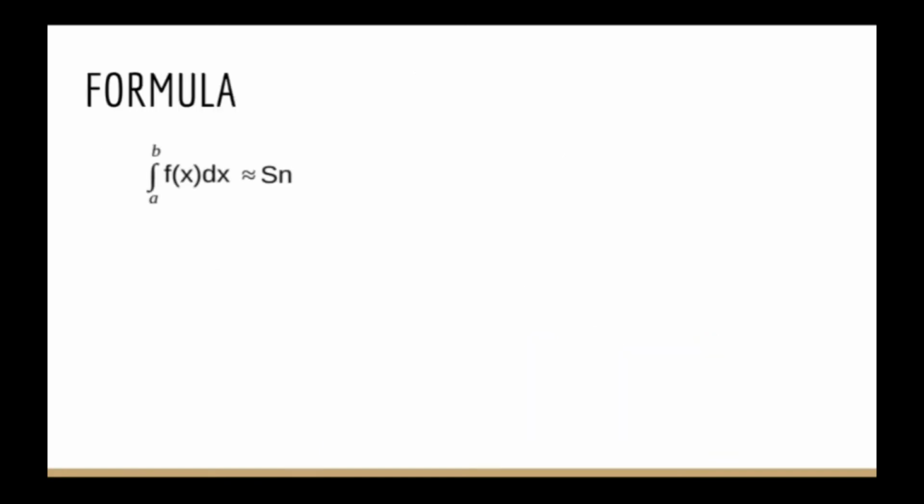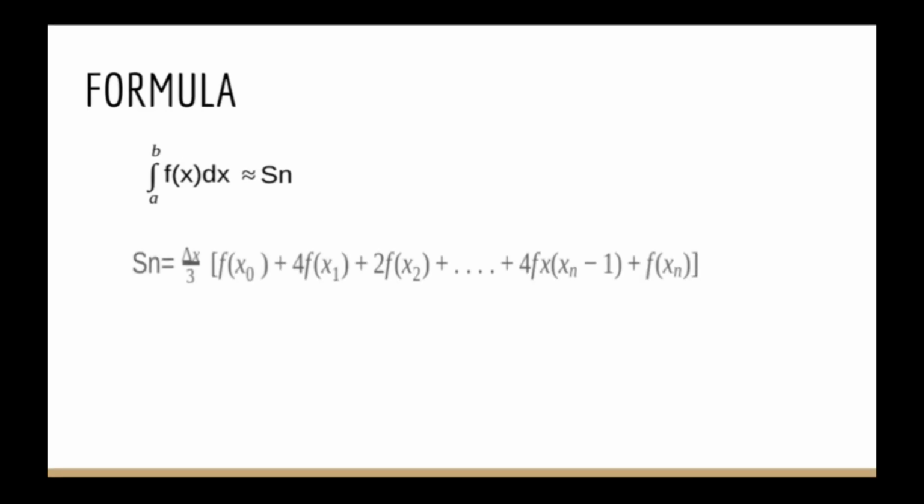So for the formula, we have the definite integral from a to b of f of x dx, which is approximately equal to s sub n, where s sub n is delta x over 3 times f of x sub 0 plus 4 times f of x sub 1 plus 2 times f of x sub 2, and it continues, and the second from the last is 4 times f of x sub n minus 1 plus f of x sub n. Delta x is equal to b minus a over n.